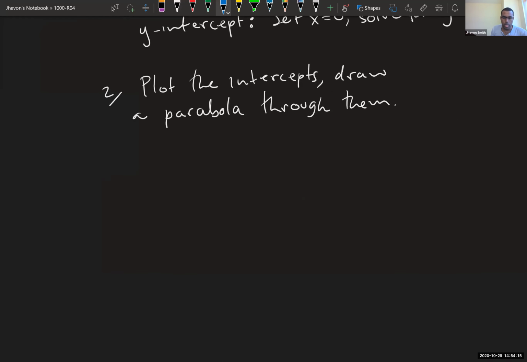So, of course, there are a couple things we can do here. We know that if your A is greater than 0, then you would draw something that looks like that, opening upwards. If A is less than 0, then you would draw something that opens downwards. But that will be obvious when you have all three intercepts.